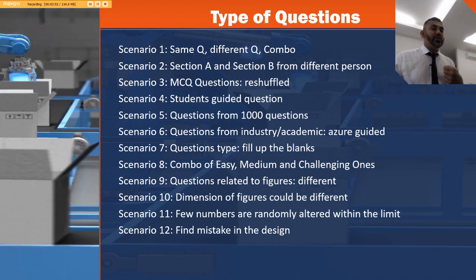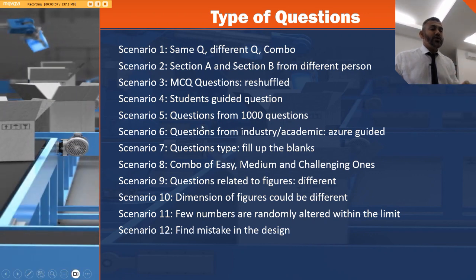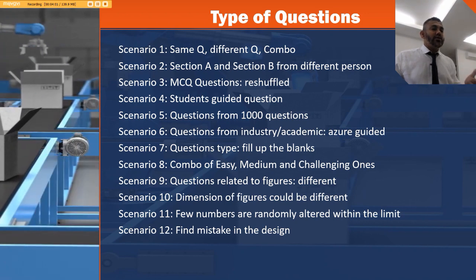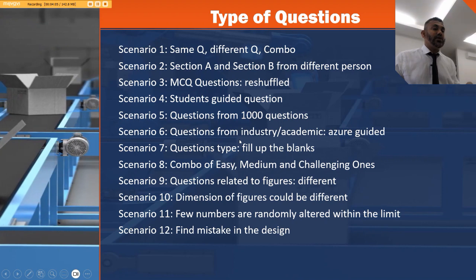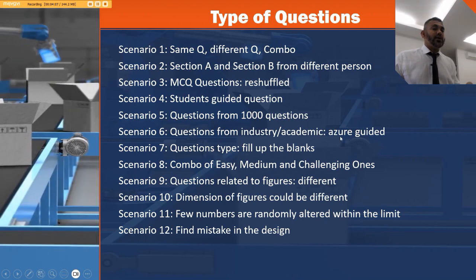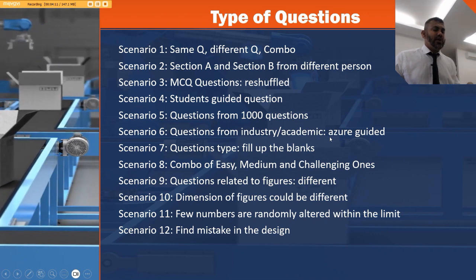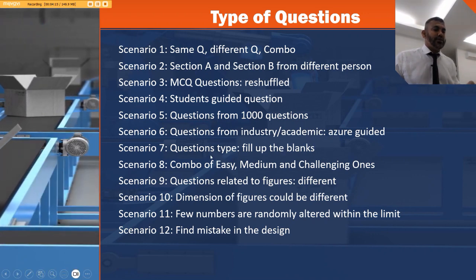If you have a book, you give it to Python. So what happens is, it can randomly choose 3, 4, 5, 10 questions out of the thousands, and it does that within a few seconds. Questions from industry: part of the question from the industry, part from the academic. I can teach you Azure-guided question making later on, but in the demo I have shown you a little bit of something, nothing serious yet.